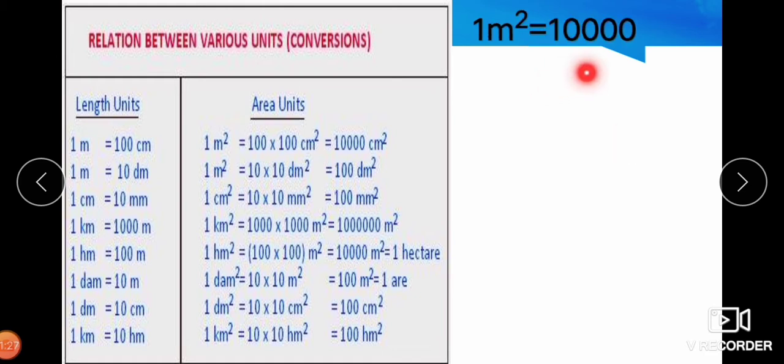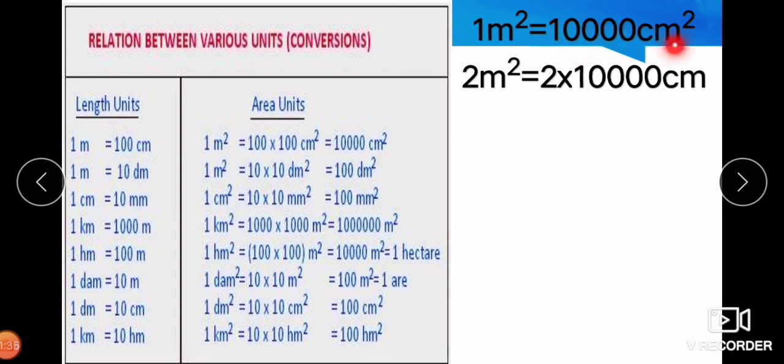One meter square is equal to 10,000 centimeters square. 1 meter into 1 meter, that is 100 centimeter into 100 centimeter, is equal to 10,000 centimeters square. 2 meters square will be double than this, 2 into 10,000 centimeters square, that is 20,000 centimeters square. Here there should be 20,000 centimeters square.